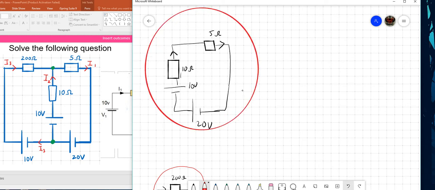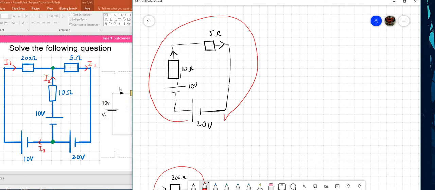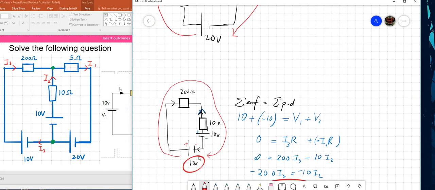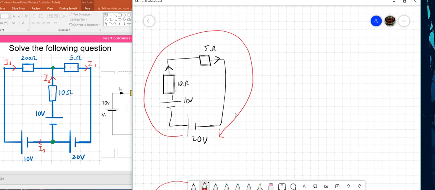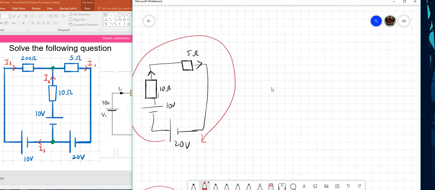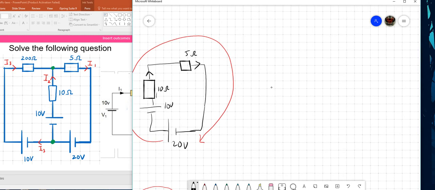Now the reason why we do that is because we don't want any confliction in the signs. So if the first flow is clockwise, then we need to apply the same flow for the second one as well. Now we apply the rules of Kirchhoff's second law again.